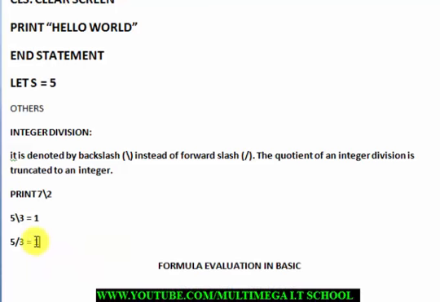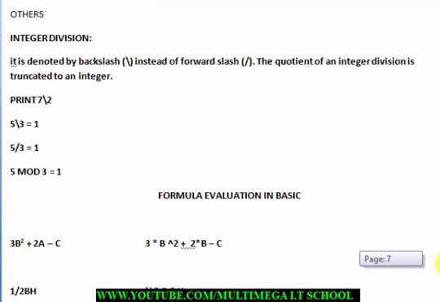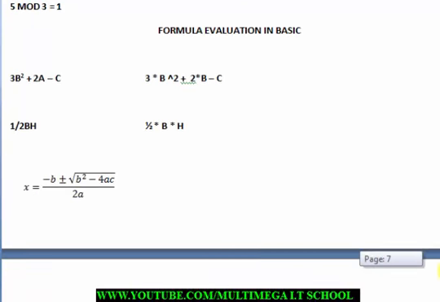1. So basically, while modular division would give you the remainder, if you do 5 mod 3, it will give you 1 also, because the remainder is 1. So that is basically the difference. Now another thing I want to talk to you guys about is formula evaluation in QBasic.